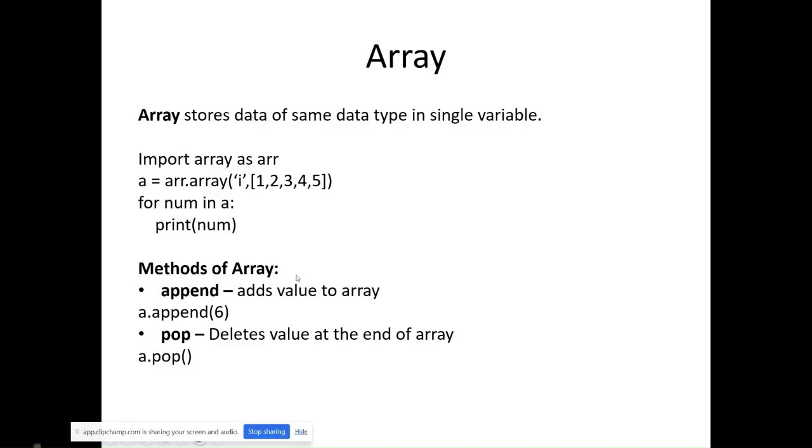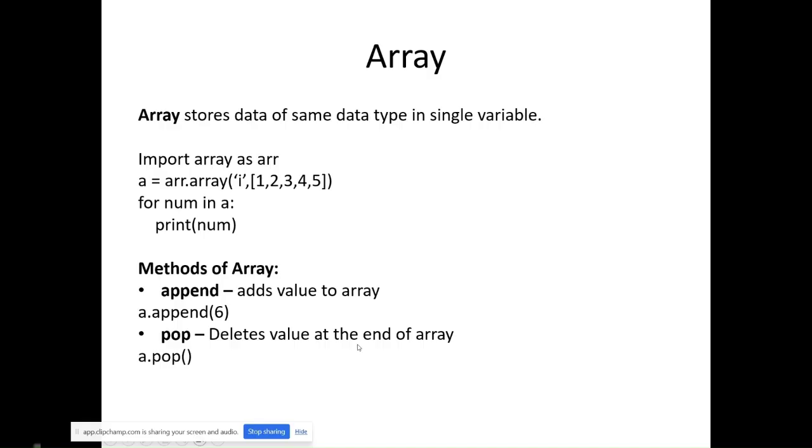So I created an array with data type I, means I added 1 2 3 4 5, means integers only. And using a for loop I am printing them. And important methods of array are append and pop. Append method is used to add values to the array, and pop method is used to delete the value from the array. Pop method deletes at the end of the array.